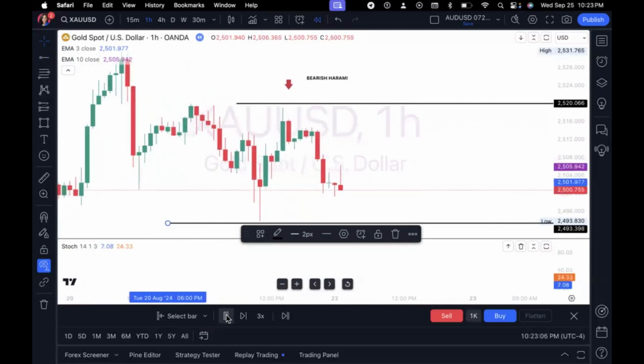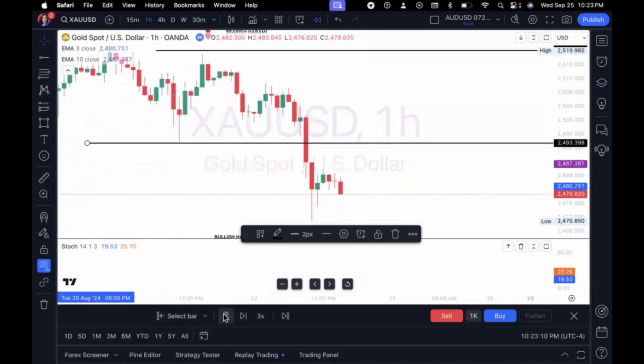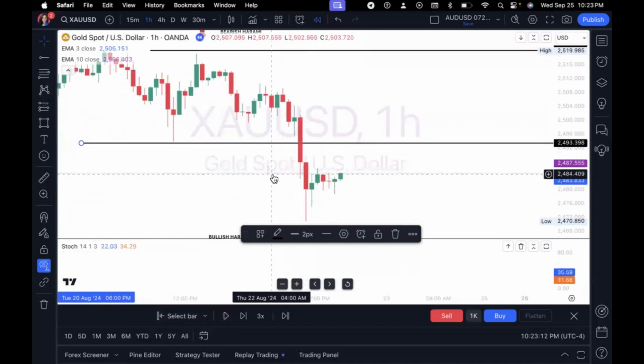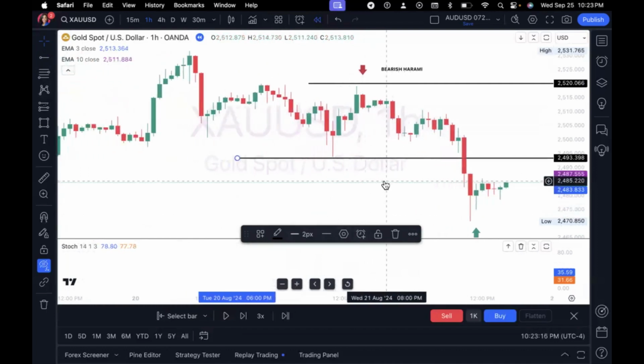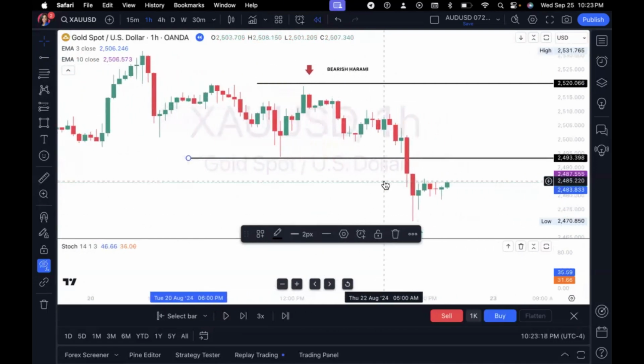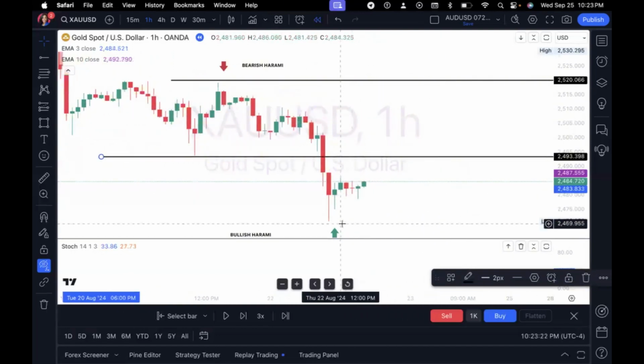We can see that candle definitely opened lower than the next candle, and our bearish Harami pattern was complete. I love it. Now, I also like this because we also have a bullish Harami pattern that has formed at the bottom. Now, remember, bullish Harami is when the green candle fits completely within the red candle after a selling trend.